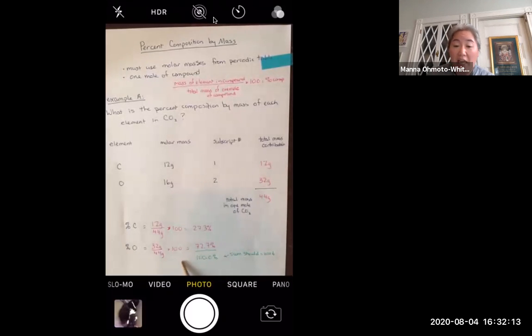So they should sum up to 100% because they have to account for the total mass. And that's how you find percent composition by mass.